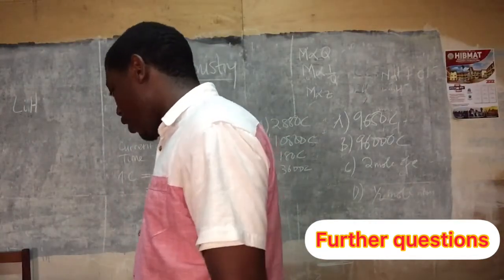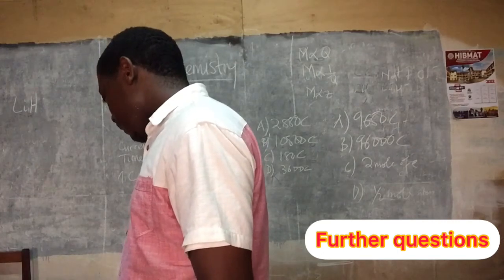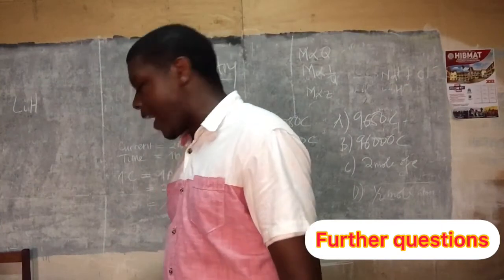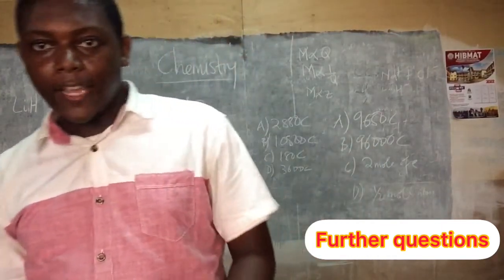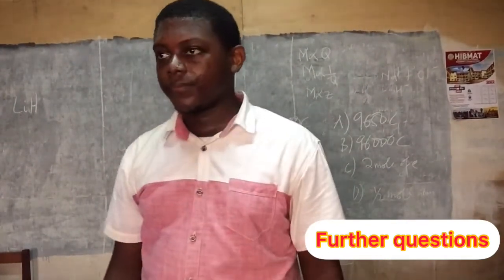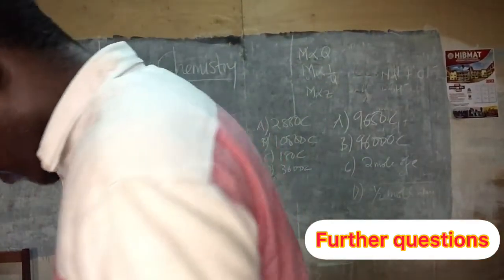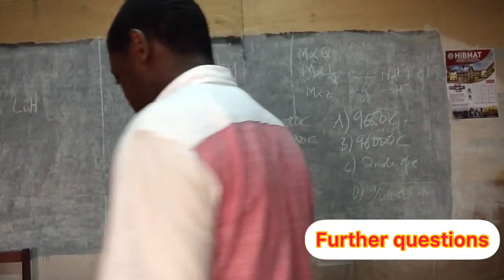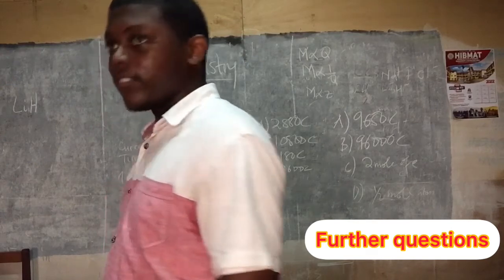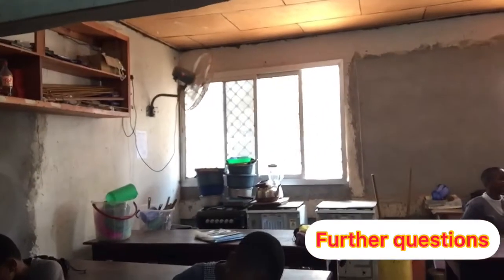So I say A, get the coulombs, B, calculate the Faraday, and then C, calculate the number of moles of lithium atoms produced. Beautiful. Try that one very fast. You have 3 minutes to try that.